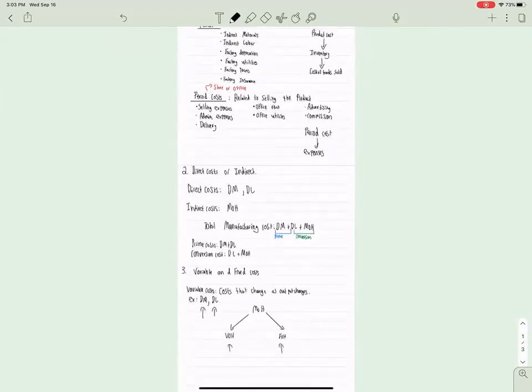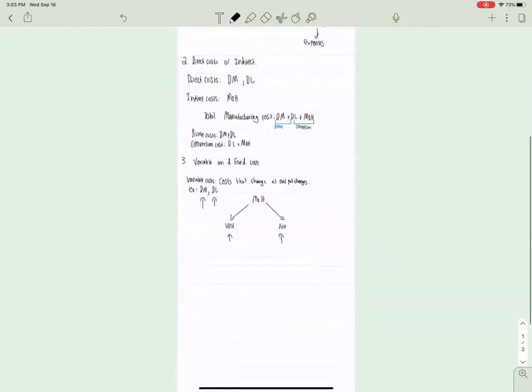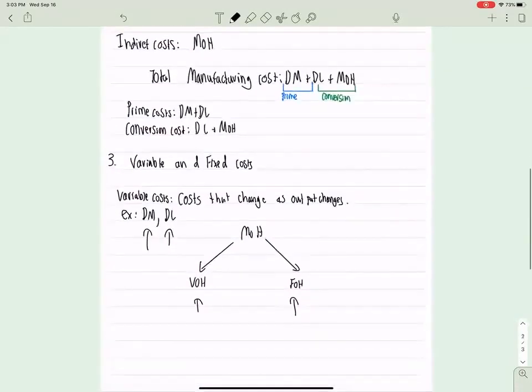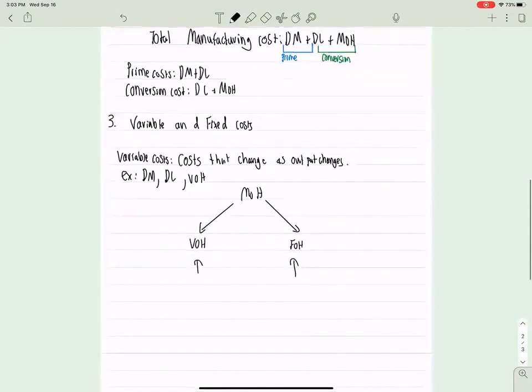Like factory rent, guys. I didn't put rent in here. I really should have put factory rent. I'll put it over here. Factory rent. All right? Stuff like factory rent is an example of a fixed overhead cost. All right? So that is how we're separating it. We have DM, DL, and we have VOH over here as well. All right, overhead has to be split because it's a mixed cost. All right, let me go erase this now.